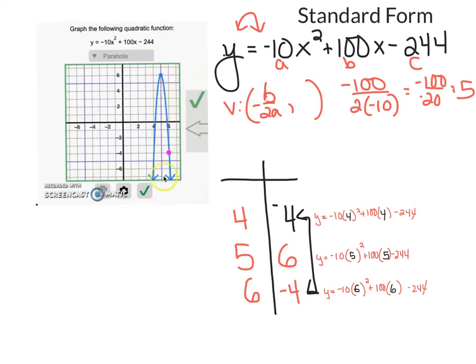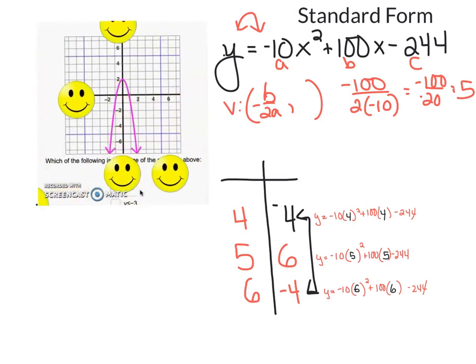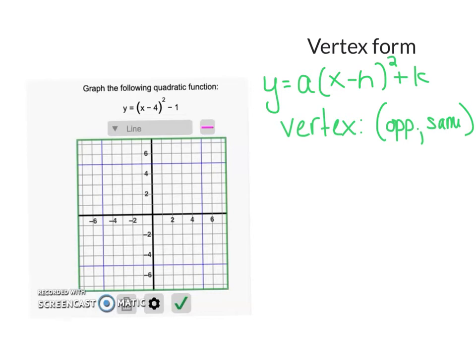So you can see that axis of symmetry there, but that's all you got to do. So I hit this, and I get the happy smiley faces. Okay, let's graph this one in vertex form. And I do want to point out, in the last slide I called it vertex form when it was standard form. It was typed right, but I said it wrong.